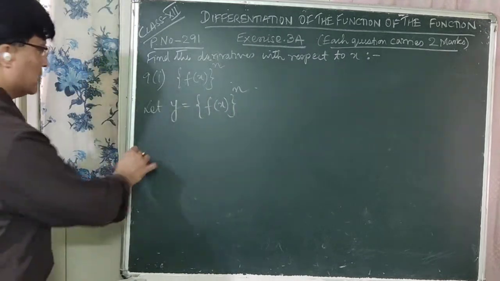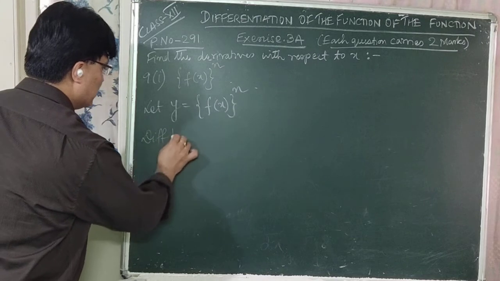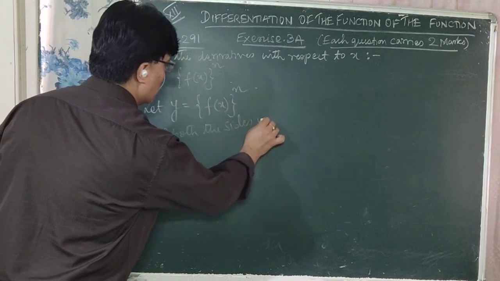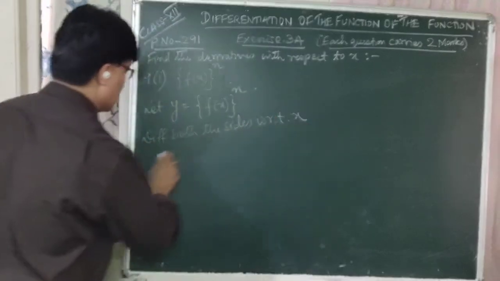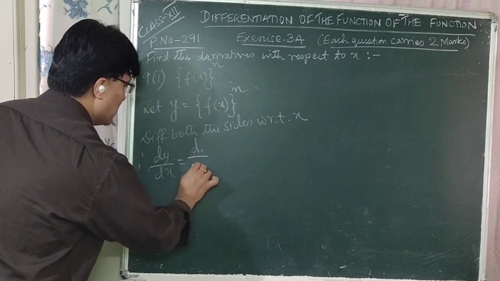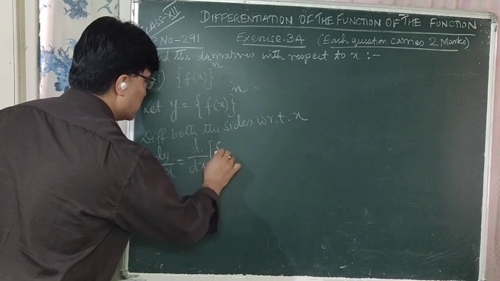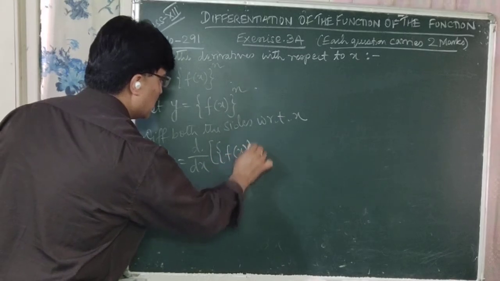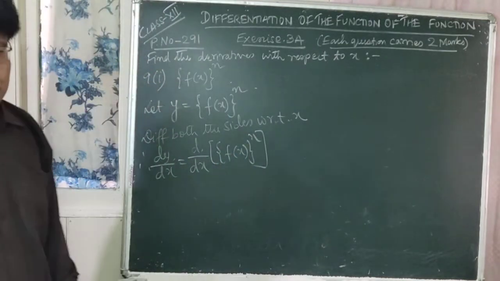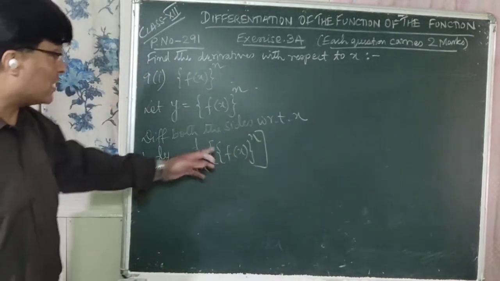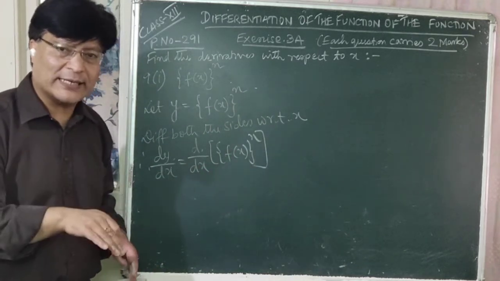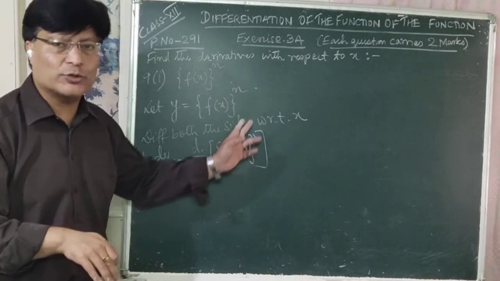So let us differentiate it. So differentiating both the sides with respect to x. So therefore it is dy by dx is equal to dy dx of within third bracket within second bracket f of x whole to the power n, then third bracket is closed. Now how will you differentiate it? So you should take it as x to the power n. Which is the variable here? F of x. That variable should be taken as x. So it is the form x to the power n.